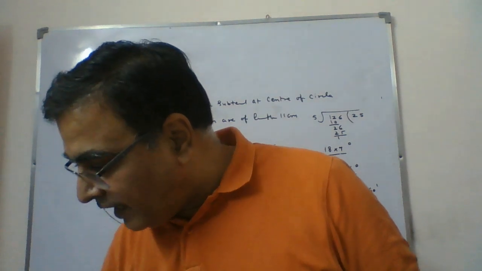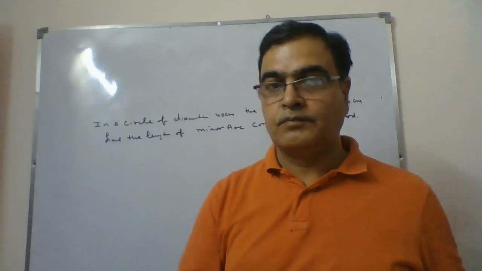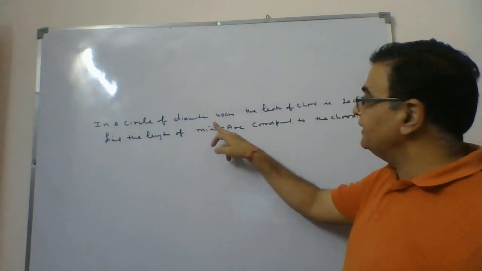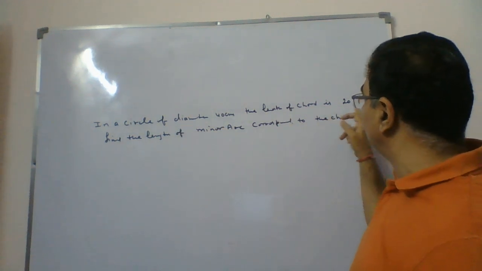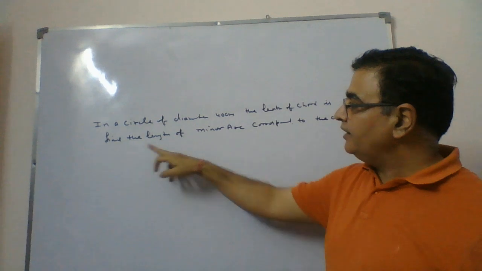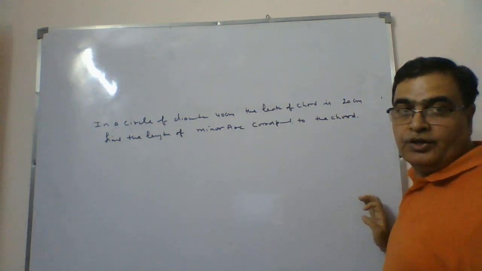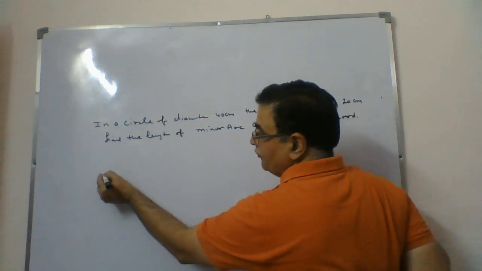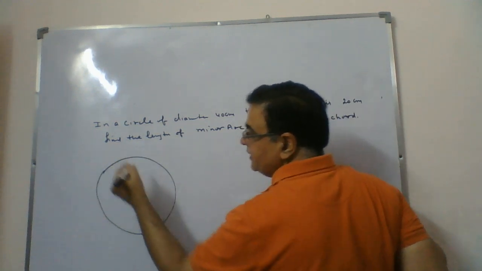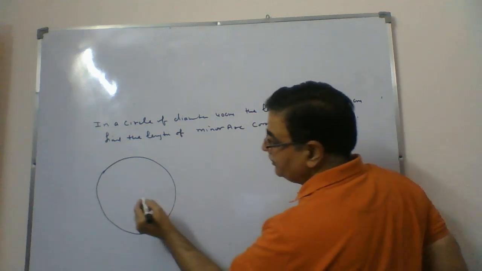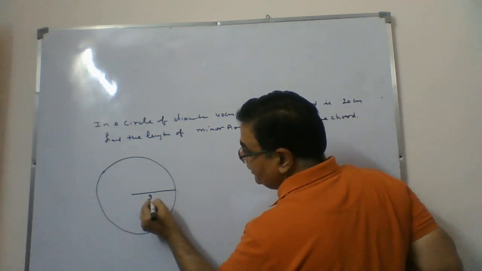One more question we have. This question says: in a circle of diameter 40 centimeter, the length of a chord is 20 centimeter. Find the length of the minor arc corresponding to the chord. Be careful about this question. What does this question say? There is one circle whose diameter is 40 centimeter. That means definitely the radius is 20 centimeter.